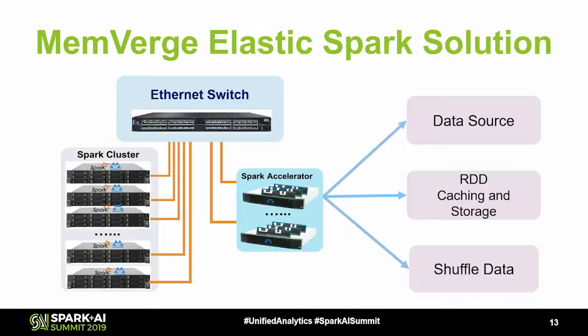So here we are choosing this second option to build an elastic Spark solution. As you can see here, on the left side is the existing Spark cluster, and on the right side are the Spark accelerators, which are equipped with persistent memory. These two clusters are connected with a high-speed network switch. The existing Spark cluster can use the remote Spark accelerator to read the source data, also cache intermediate data like RDD caching or storage, and store the temporary shuffle data on this remote storage, leveraging the persistent memory.